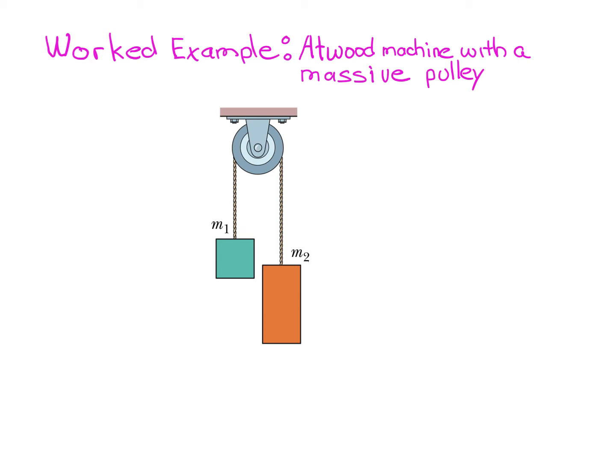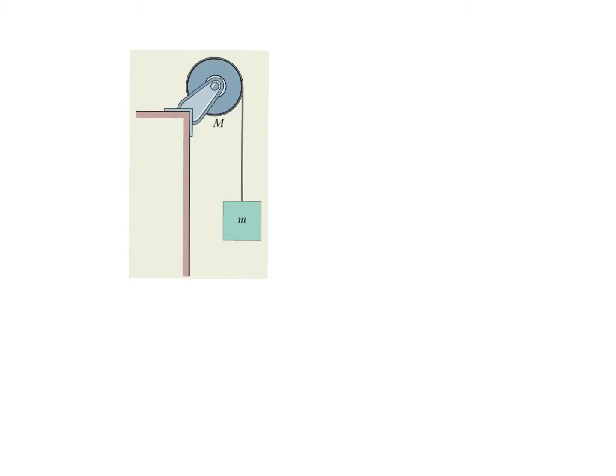So now, again, the twist is that we're going to get a little bit more realistic, and we're going to assume that the pulley is no longer massless. The pulley is now going to have mass. So how does that change things? Well, it turns out that it makes things surprisingly complicated.